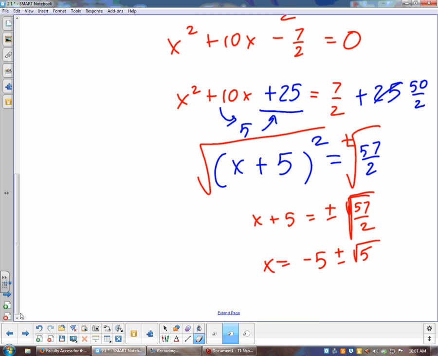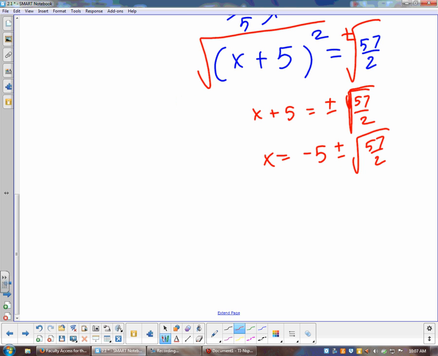I keep doing that. Square root of 57 over 2. All right, we won't worry about simplifying the radical for right now. Are we okay with this? All right, so I'm going to let you work on 5b on your own some other time.